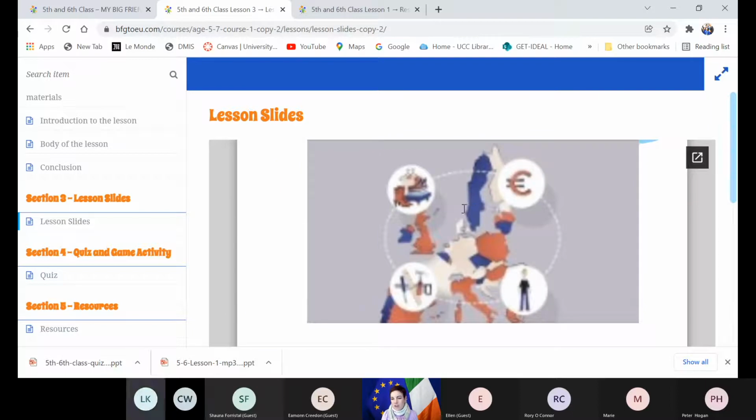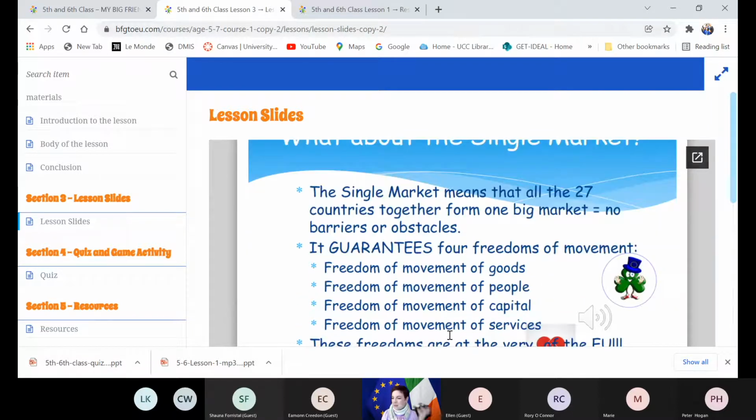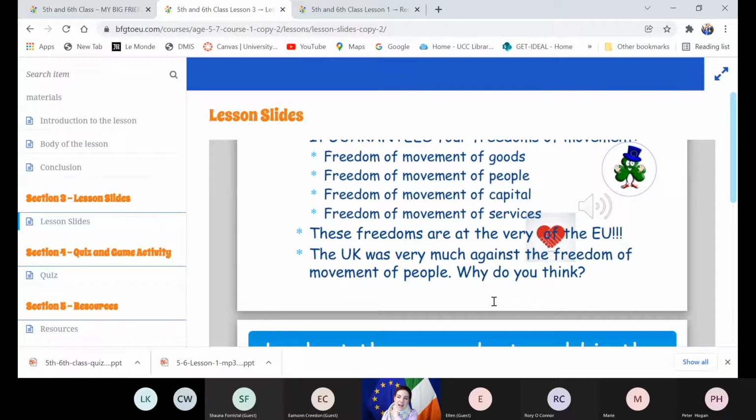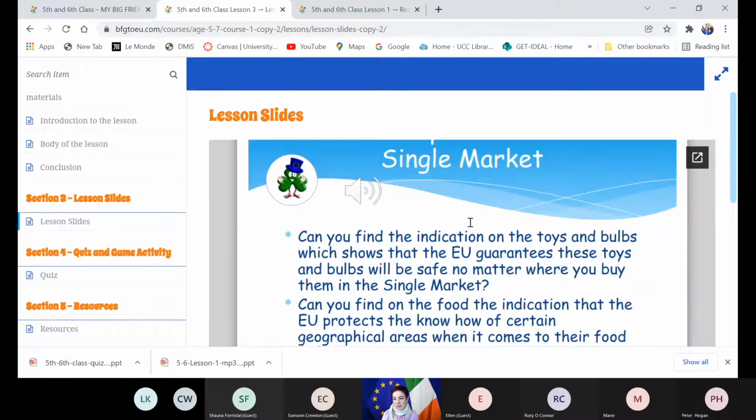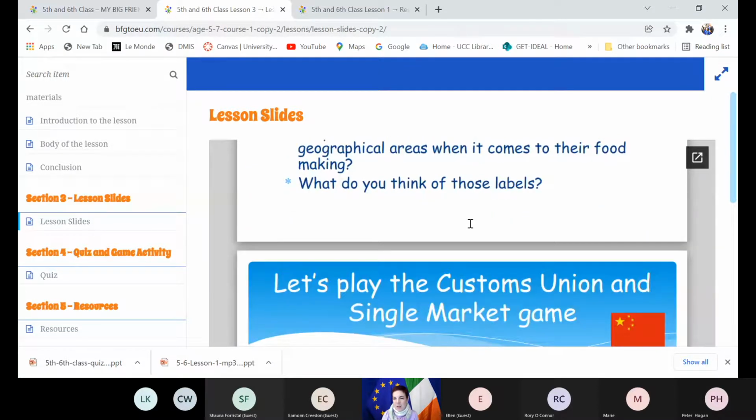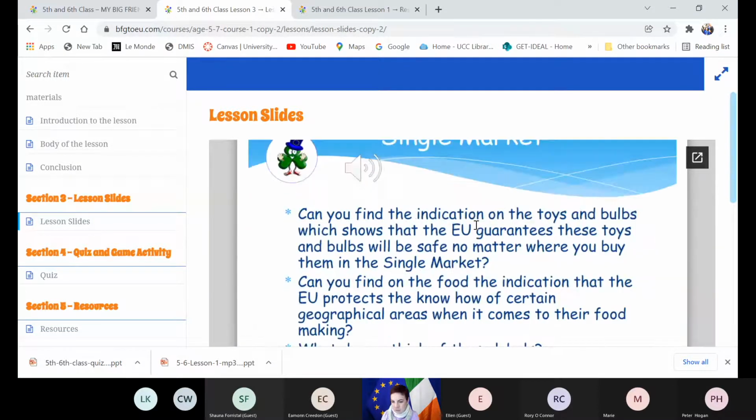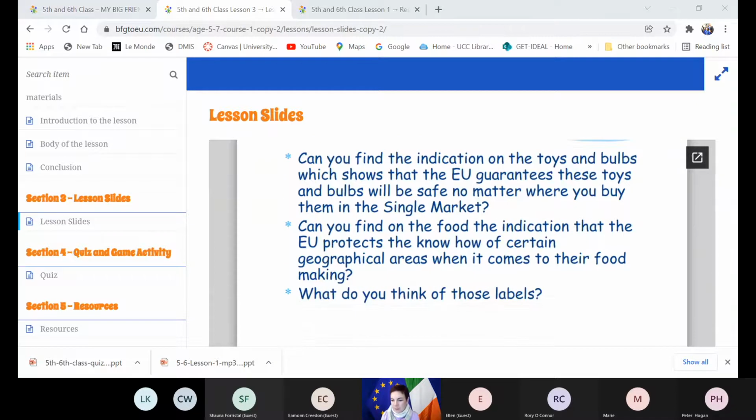This is a very short video about the single market that explains what it is about. And as I said here, the freedoms of movement are really important because they're at the heart of the single market. Is there someone? Okay, yeah.